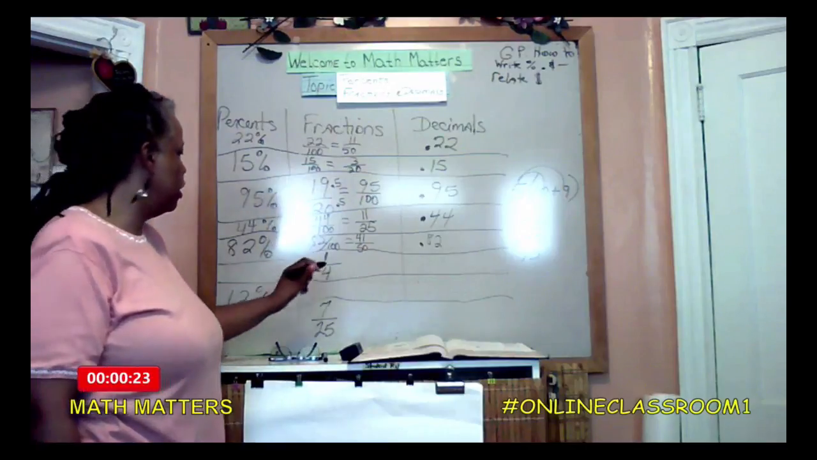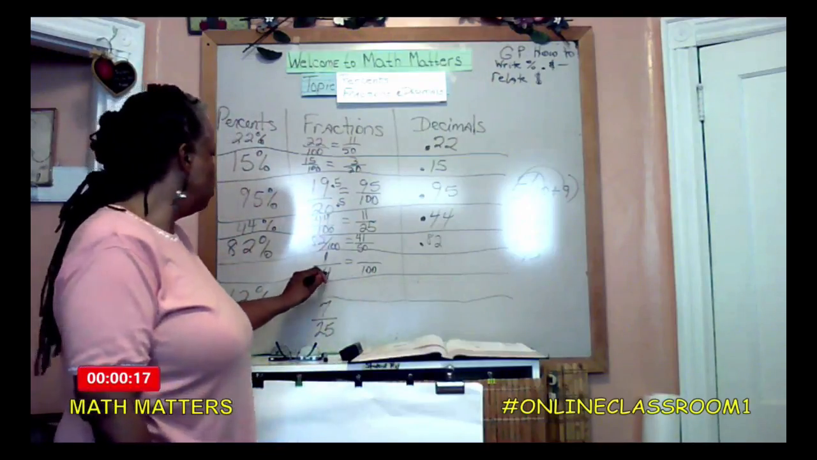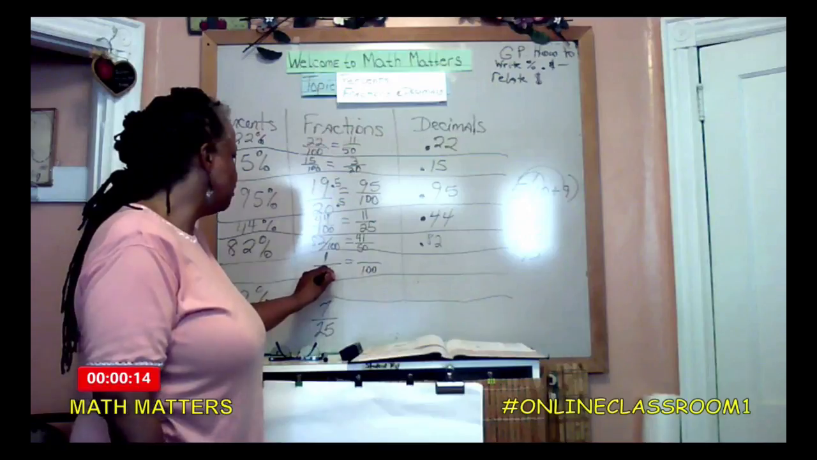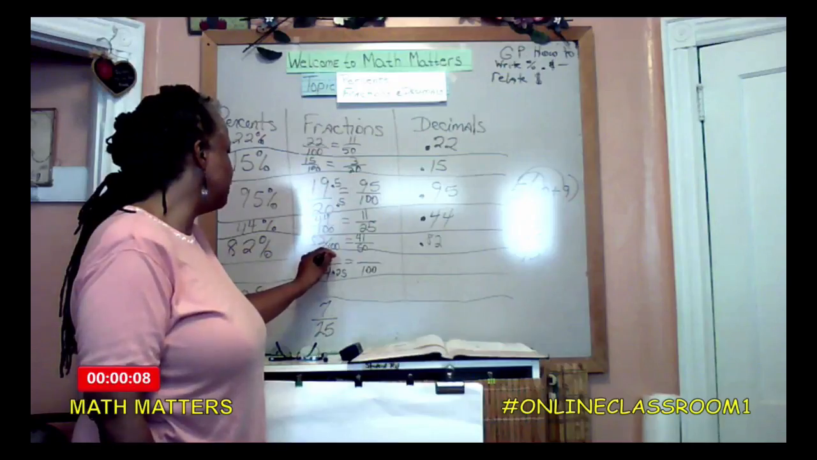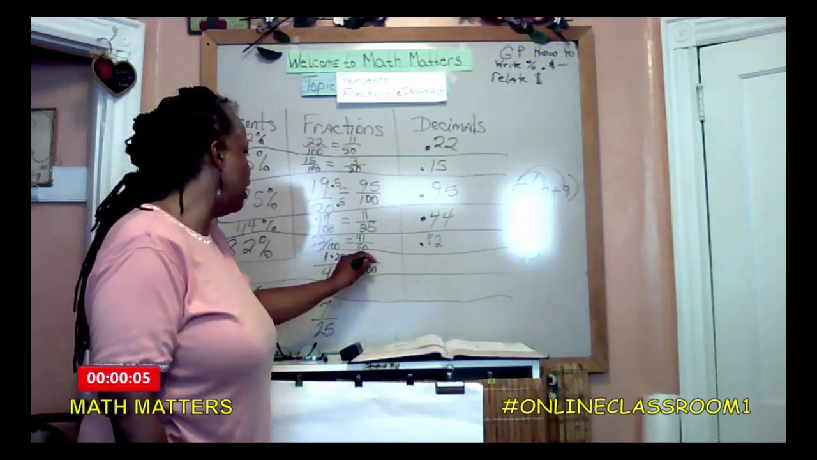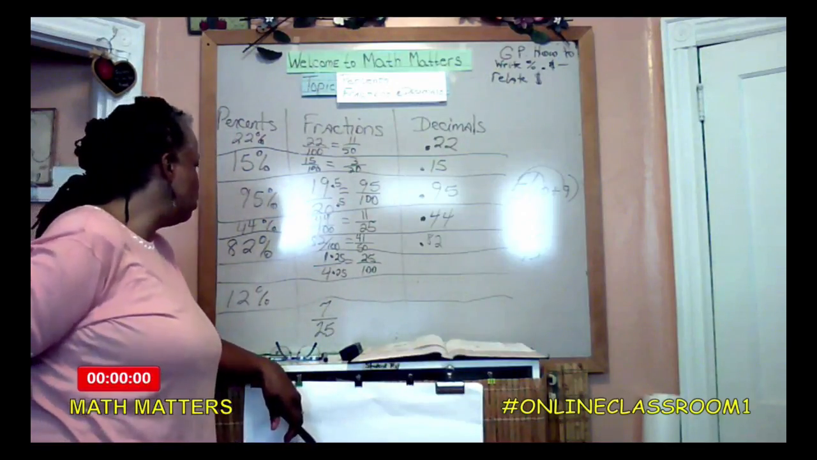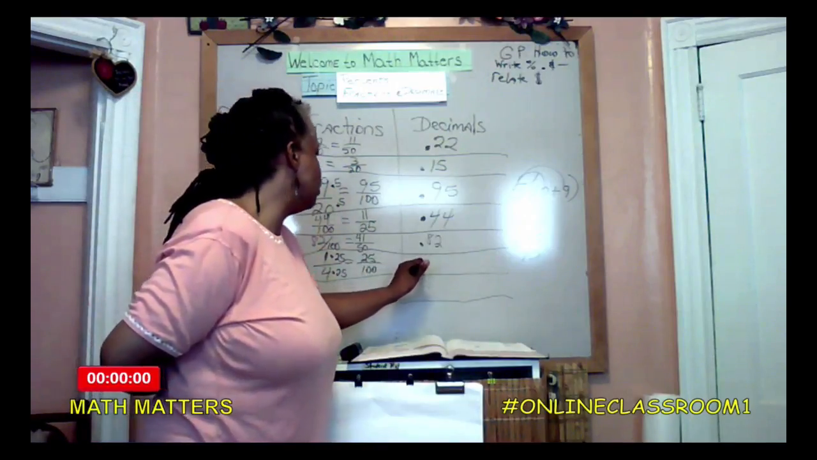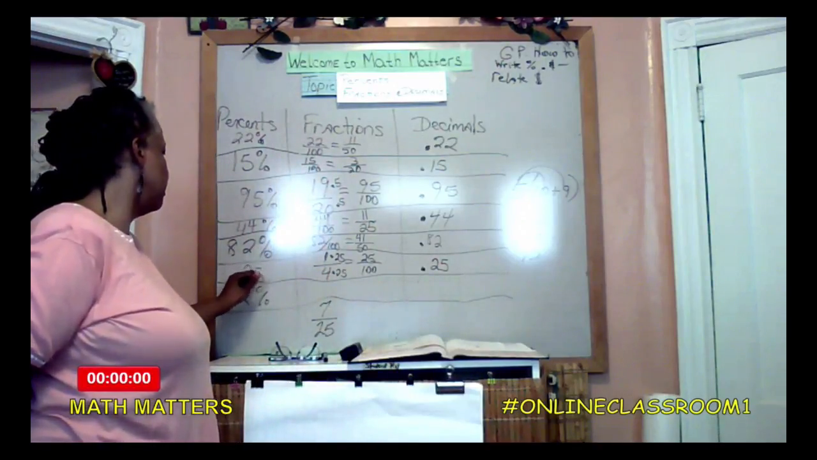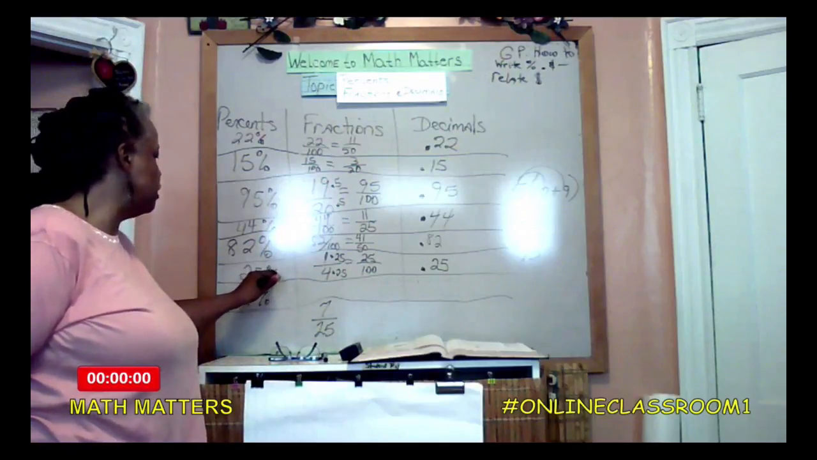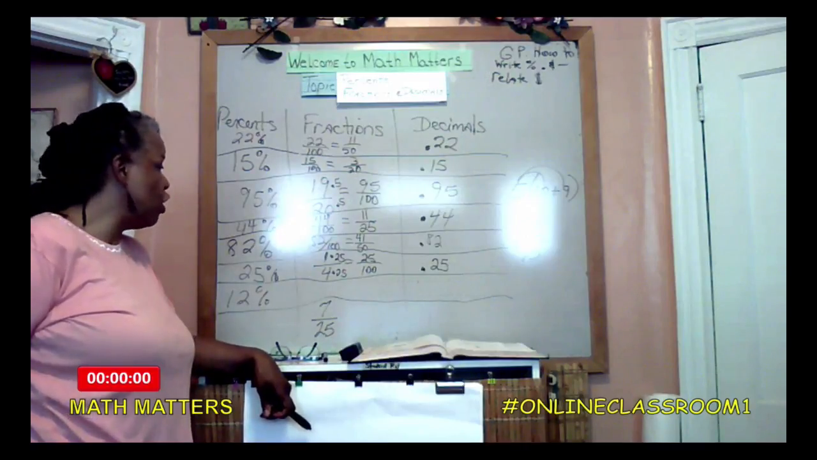1 out of 4. Set that equal to something out of 100. What did I do to the denominator to get 100? Times by 25. 25 times 4 is 100. Times by 25. So 25 out of 100 is the fraction. And then we want to say that that is equal to 25 cents and 25%. If you need this to be reviewed again, please rewind and come back to it, because we are concluding with the next two.